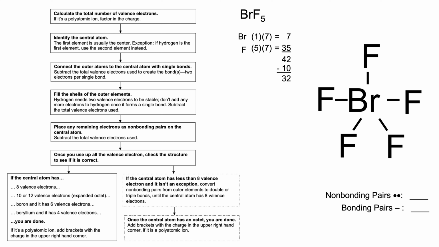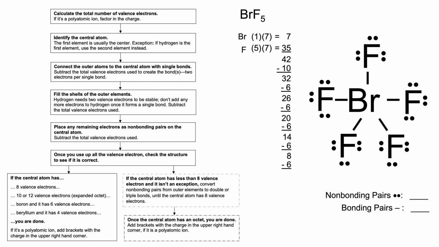Now I'm going to go through and fill the shells of the outer elements. And as I'm filling those shells, I'm making sure to subtract from my inventory, and eventually I fill that last fluorine and I have 2 electrons left over. I'm going to place those 2 electrons on that central atom as a single non-bonding pair, and now I've used up all of the electrons.